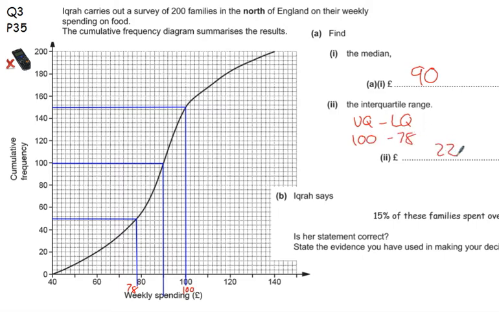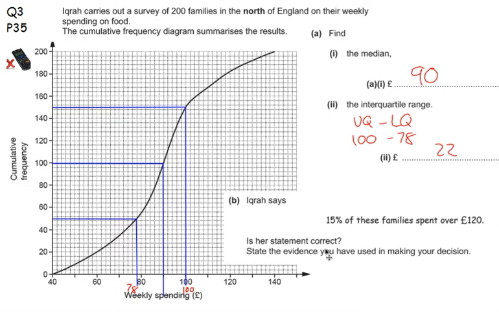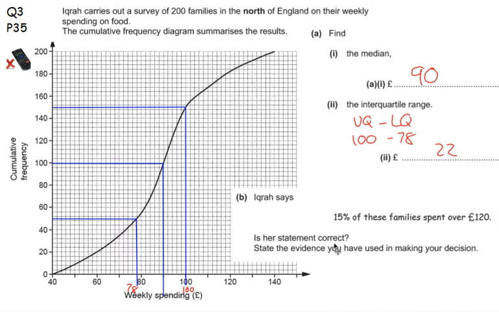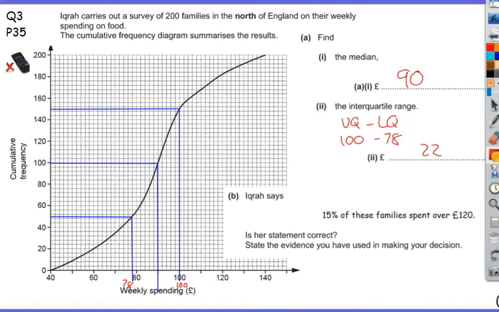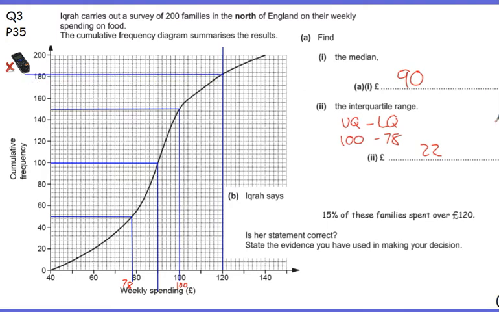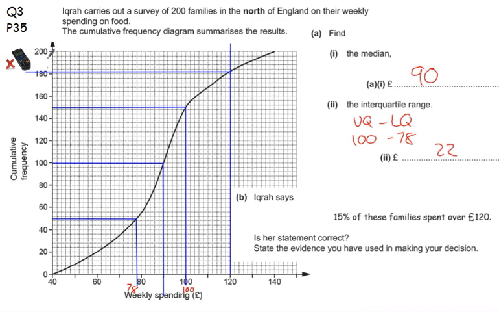ICRA says 15% of these families spend over 120. Is your statement correct? So we're going to go to 120, bring that line straight up, bring that line straight over. Okay, these are going up 20 is that difference, and there's 25 boxes. Each box is 4, this is 182, so it's 18 families in there.